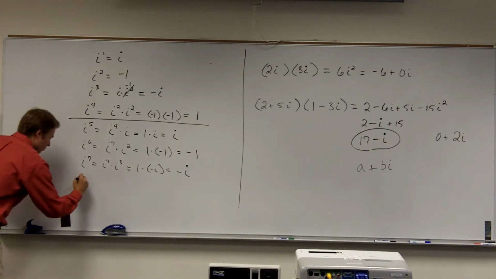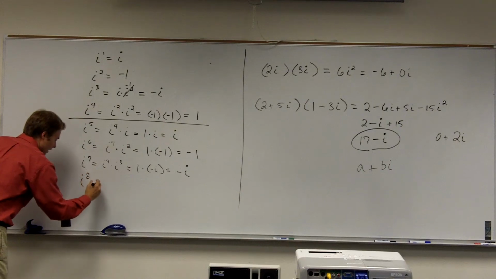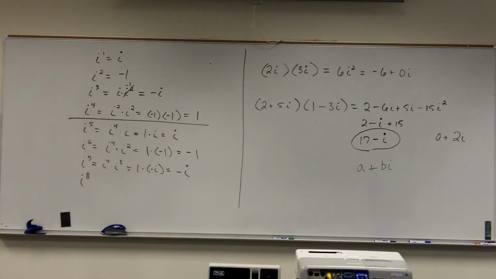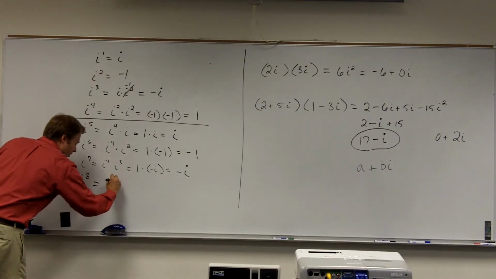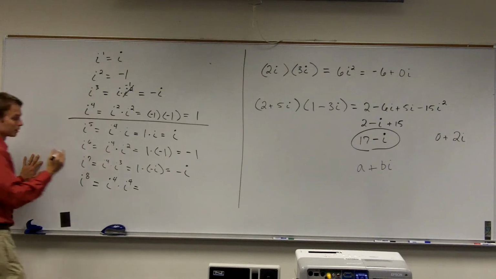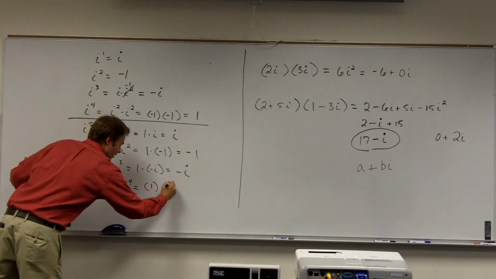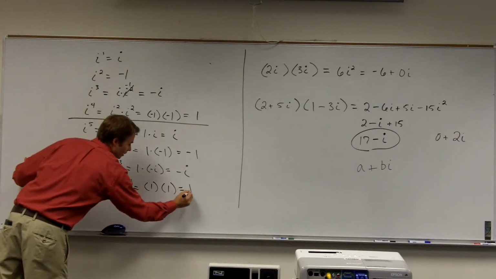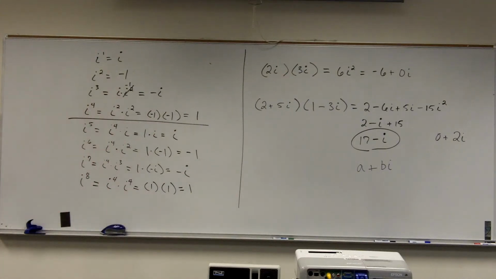So let's do one more. I to the 8th is probably going to be 1, right? We can prove that it's really I to the 4th times I to the 4th. I to the 4th is 1, and then I to the 4th is 1, and so we get just 1 here. So we get the same repeating pattern: I, negative 1, negative I, 1.